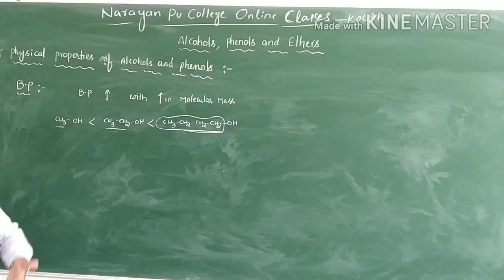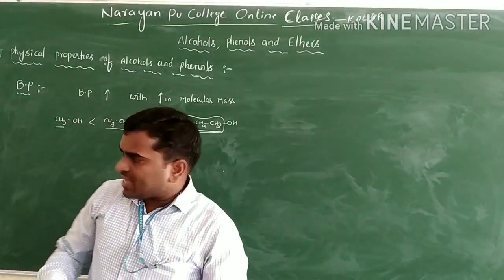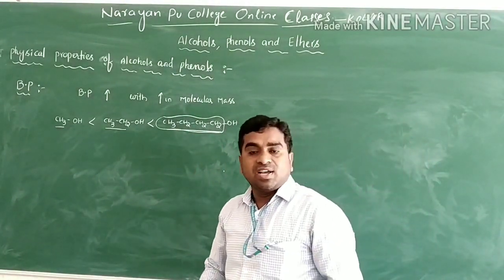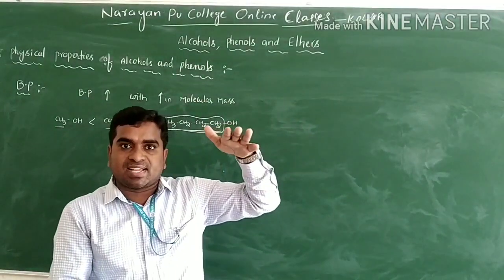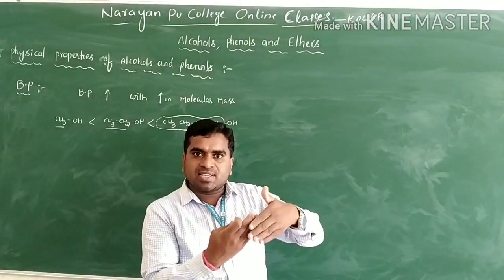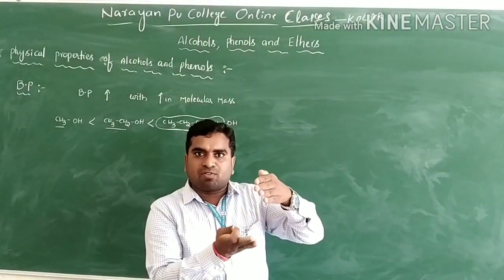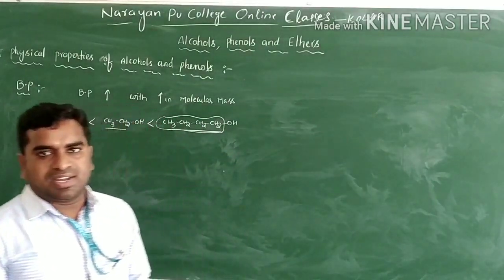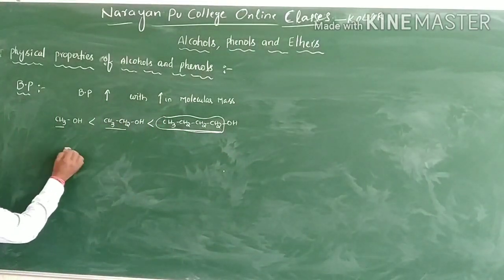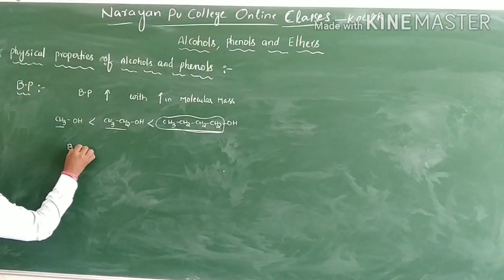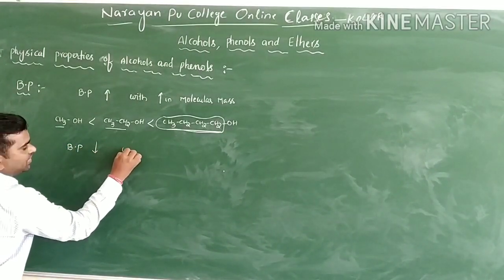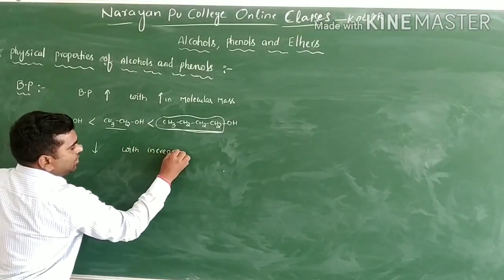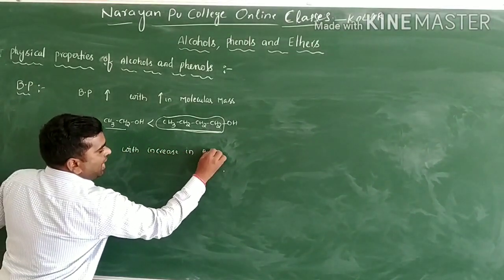And there is another concept you also know. As the branching increases, the boiling points will decrease. As the branching increases, automatically surface area decreases. When surface area decreases, van der Waals forces also decrease. So automatically boiling points decrease. And that is the second concept. So boiling point decreases with increase in branching.